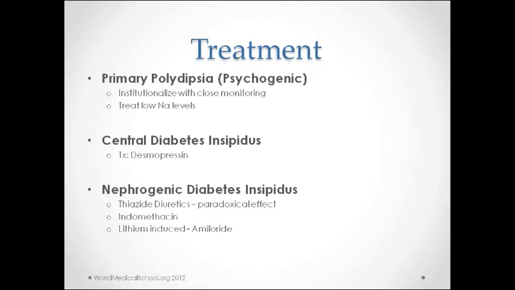Indomethacin is a non-steroidal anti-inflammatory drug, or NSAID, which inhibits prostaglandin synthesis and reduces the delivery of solute to distal tubules, thus reducing urine volume and increasing urine osmolarity. For lithium-induced diabetes insipidus, amiloride, which is a potassium-sparing diuretic, has been shown to be useful because it blocks uptake of lithium into principal cells, allowing them to regain responsiveness to ADH.